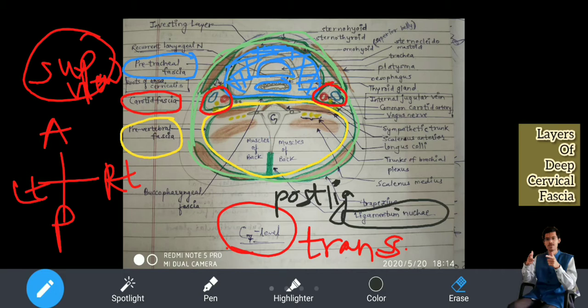Can you see this arrow? Just a minute, I'll put it again. See, this is the buccopharyngeal fascia and I've traced this arrow here. Can you see? I want to show that it is this part, yeah, this part.